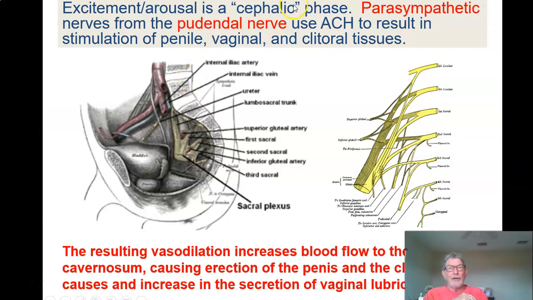Arousal, the cephalic phase, parasympathetic through the pudendal nerve. Pudendal nerve coming off the sacral plexus, way low in the spine. For males and females, the pudendal nerve will cause the erectile tissue to be stimulated. Vasodilation, blood flow into the corpus cavernosum, causing the erection.